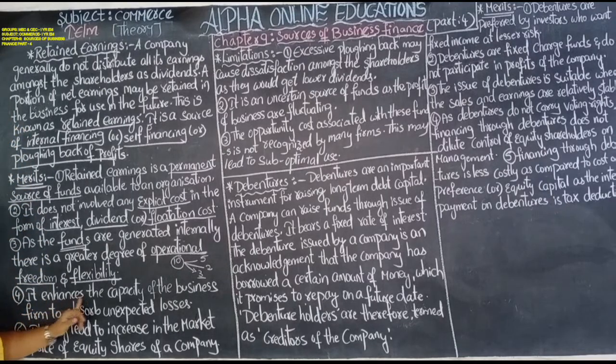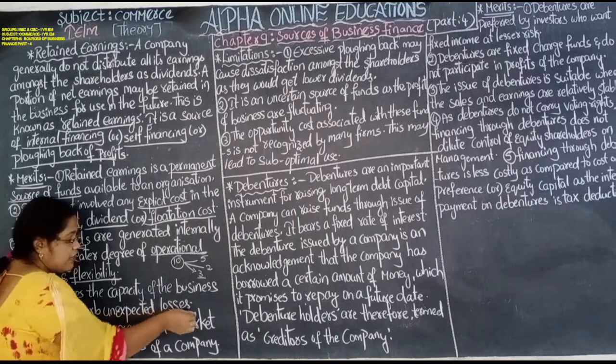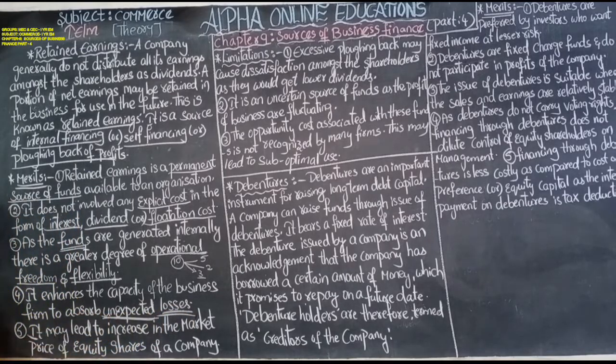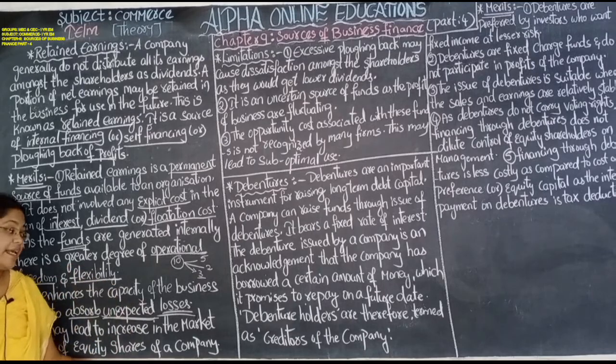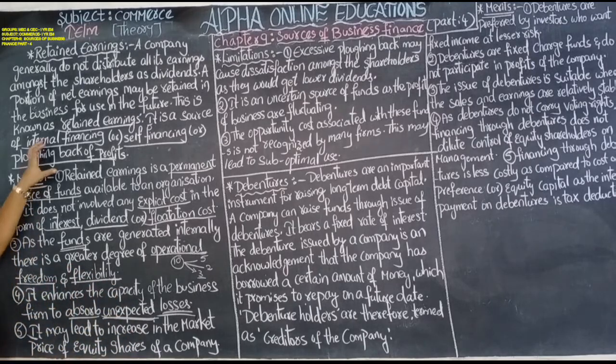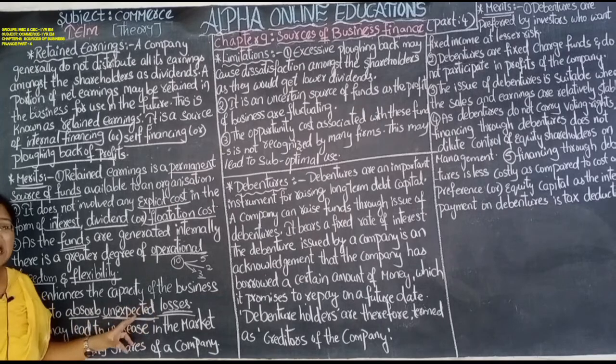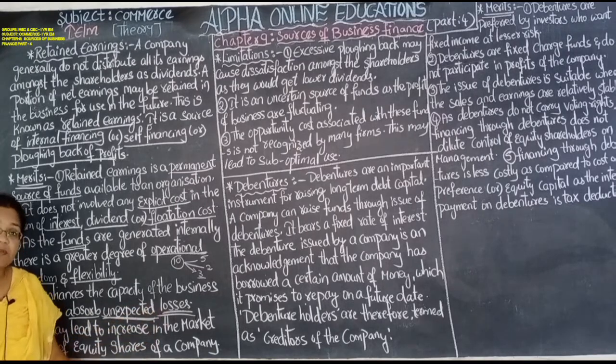It enhances the capacity of the business firm to absorb unexpected losses. If there is a sudden loss, in that case also it will help the business to absorb that unexpected loss. Whatever the loss caused, the loss amount can be paid by the business with the help of the amount which is reserved, that is retained earnings. The retained earnings are used to pay the unexpected losses. For that purpose also it will be helpful.